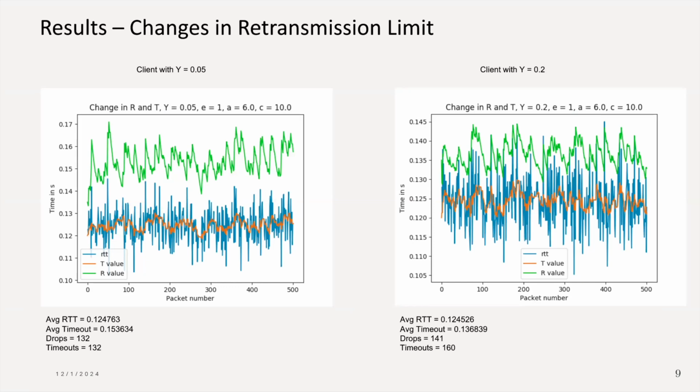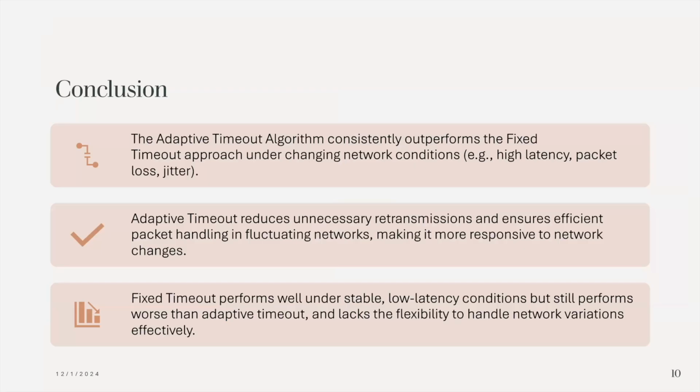Next, we tried to change the retransmission limit, impacting the adaptive timeout algorithm. With a lower y value of 0.05, there's a much better balance between RTT and timeout, leading to fewer drops in timeouts, whereas a higher y value increases the timeout sensitivity, resulting in more timeouts, but it can tolerate more network fluctuations at the cost of responsiveness. Furthermore, the testing showed that the gap between the RTT and the timeout value is irrelevant.